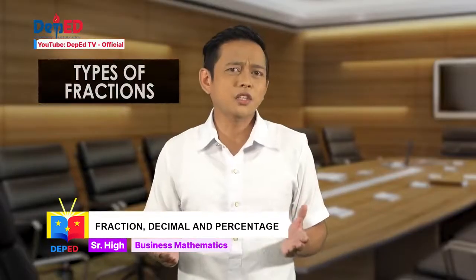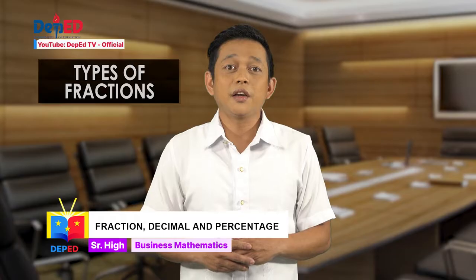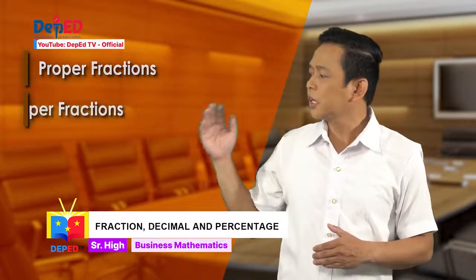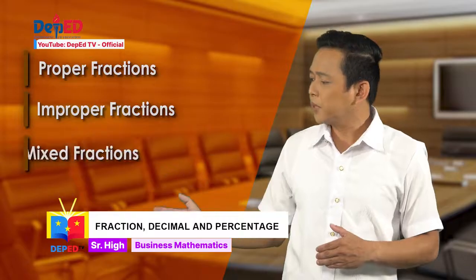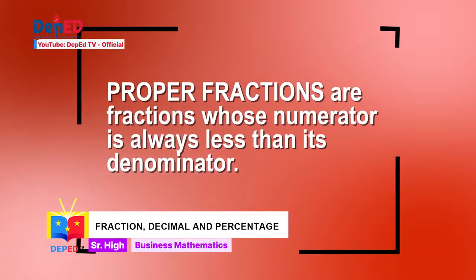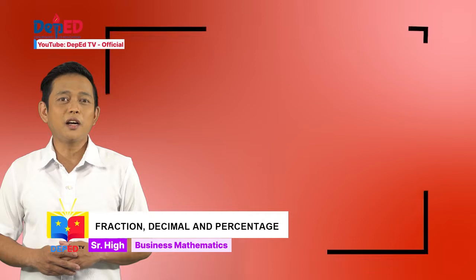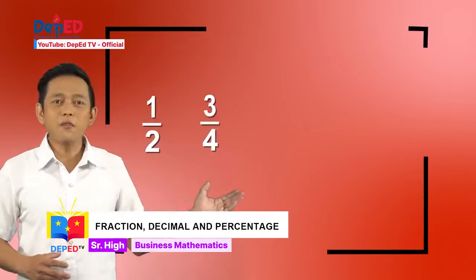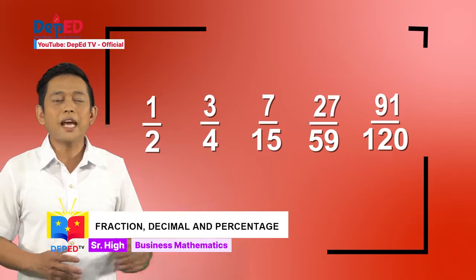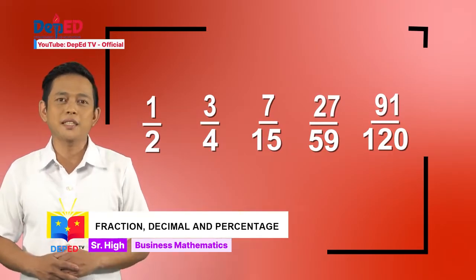What are the types of fractions? There are 3 types of fractions: proper fractions, improper fractions, and mixed fractions. Proper fractions are fractions whose numerator is always less than its denominator. Examples of this type are 1/2, 3/4, 7/15, 27/59, and 91/120.